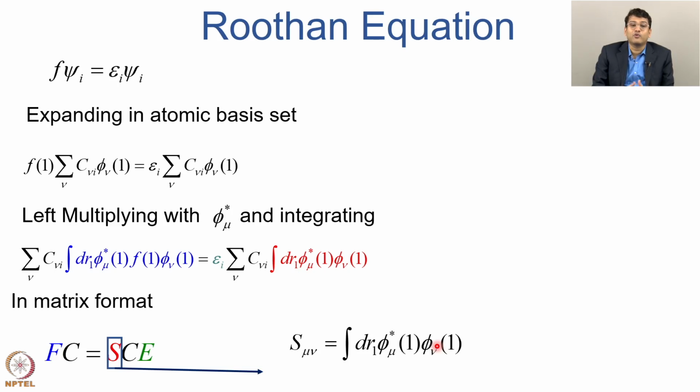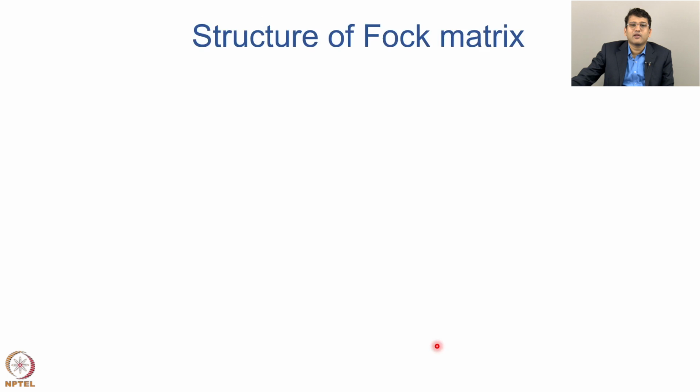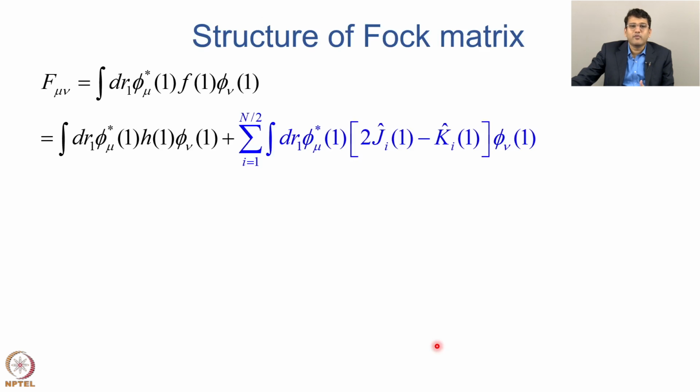I have no way of guessing it a priori. That is why there can be an overlap between the atomic orbitals, and this S is called an overlap matrix. So to solve the Roothaan equation practically, I need to get rid of this overlap matrix. But before that, let me look at how the Fock matrix structure actually looks.